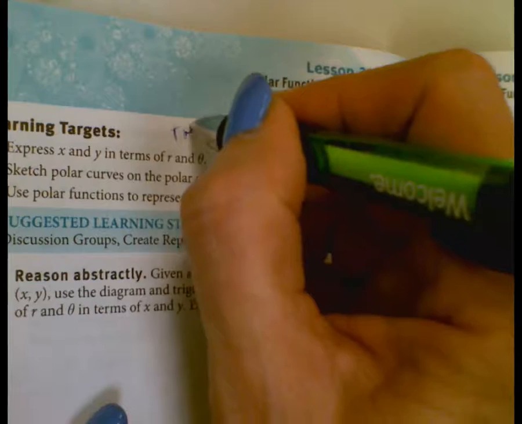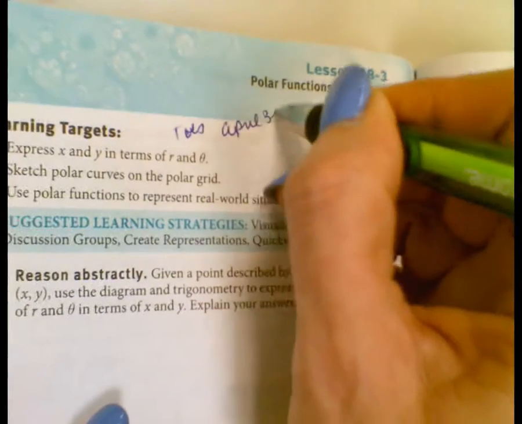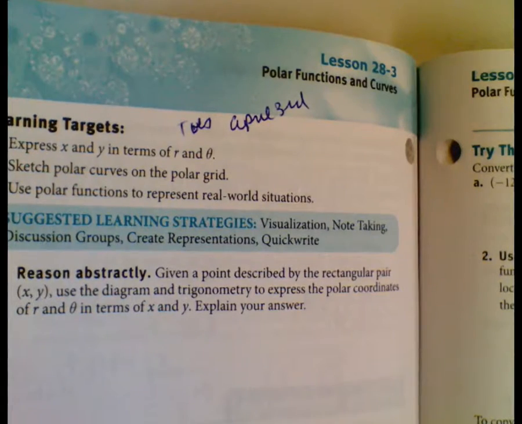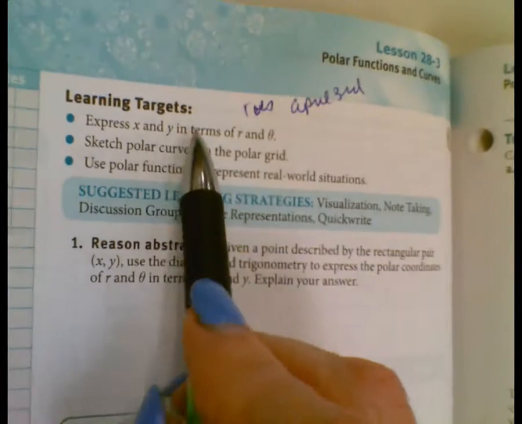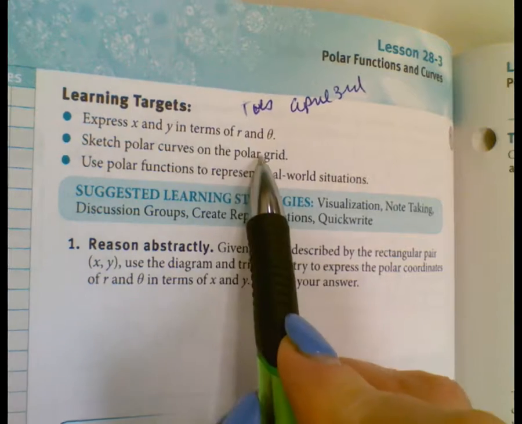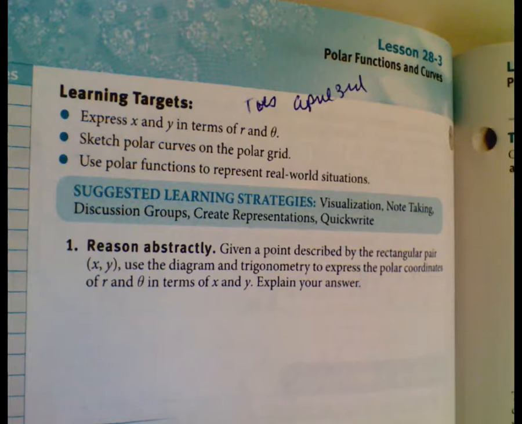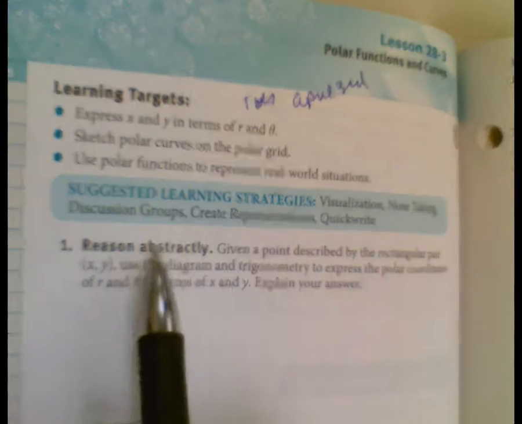Okay, this is Tuesday, April 3rd, and it's section 28.3, polar functions and curves. So we're going to express x and y in terms of r and theta. And we're going to sketch polar curves on the polar grid, and we're going to use polar functions to represent real-world situations. Okay, so number one, reason abstractly.